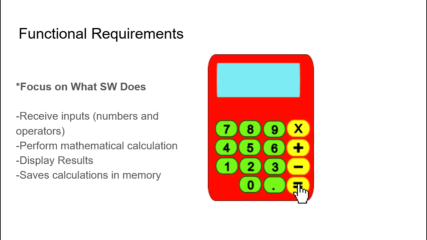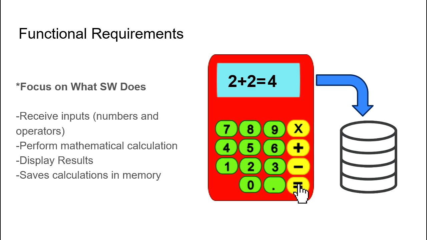Functional requirements focus on what the software does, its functionalities or features, what they must be able to execute or perform. Continuing with the calculator example, it should be capable of receiving inputs, numbers, and operators, performing mathematical calculations, and displaying the results. Additionally, it could store a history of calculations and results.